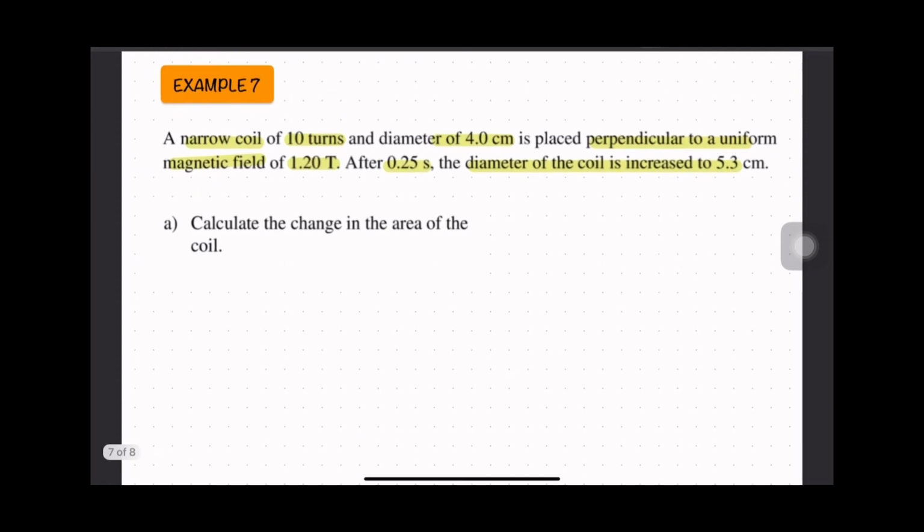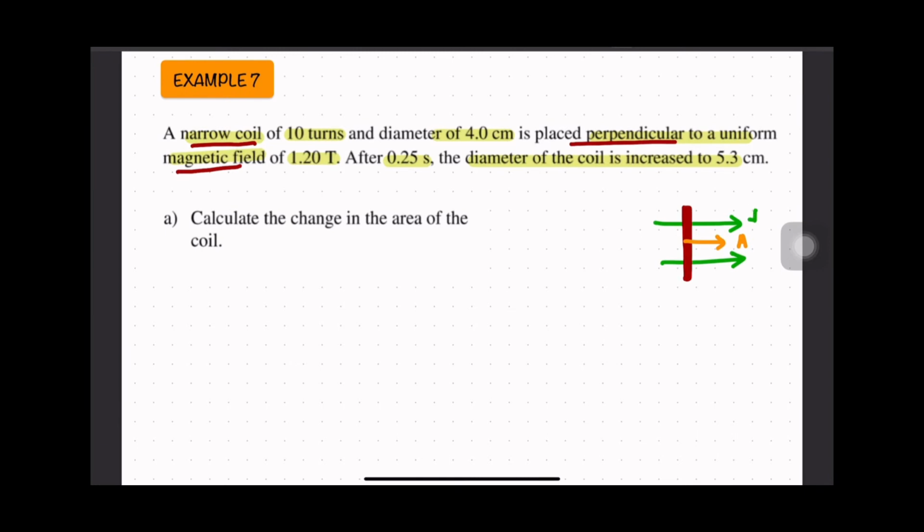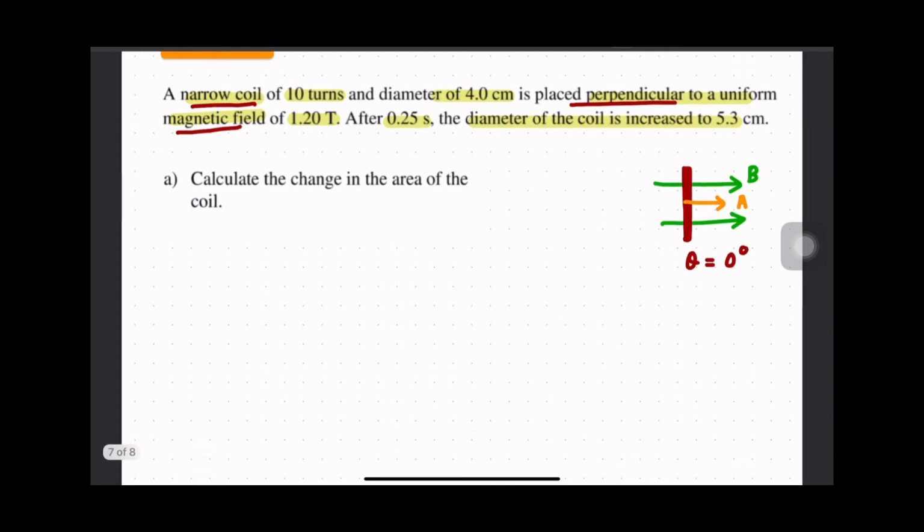So kat sini kita tahulah kalau dia cakap narrow coil placed perpendicular to the field, so sama juga. Maksudnya this is field and this is coil. So vector area is perpendicular to the surface and B. So angle dia berapa? Maximum lah. Theta for this case is 0. Okay, so dia suruh kita calculate dulu change in the area of the coil.